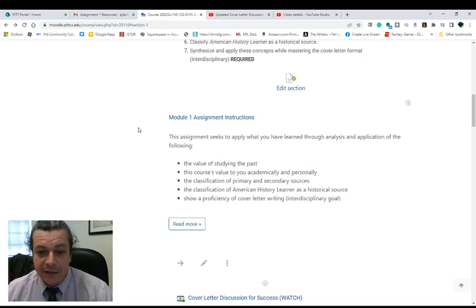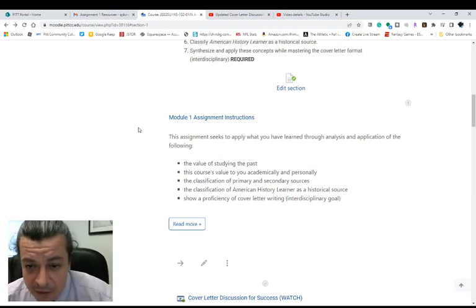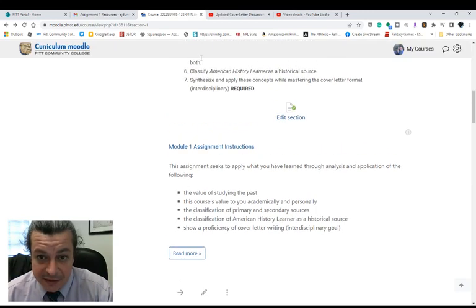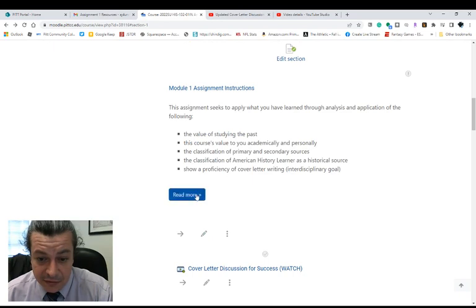Each module is working towards this capstone assignment where all of this is going to come together. In this case, the Module 1 assignment, you can find the directions here. You can see that this module assignment seeks to do all of those things. So you can click here and it'll pull up the directions.